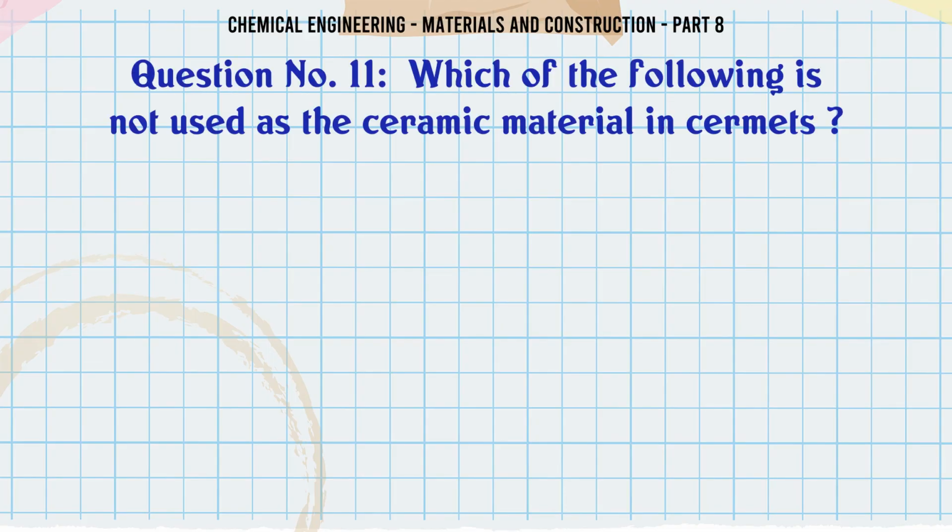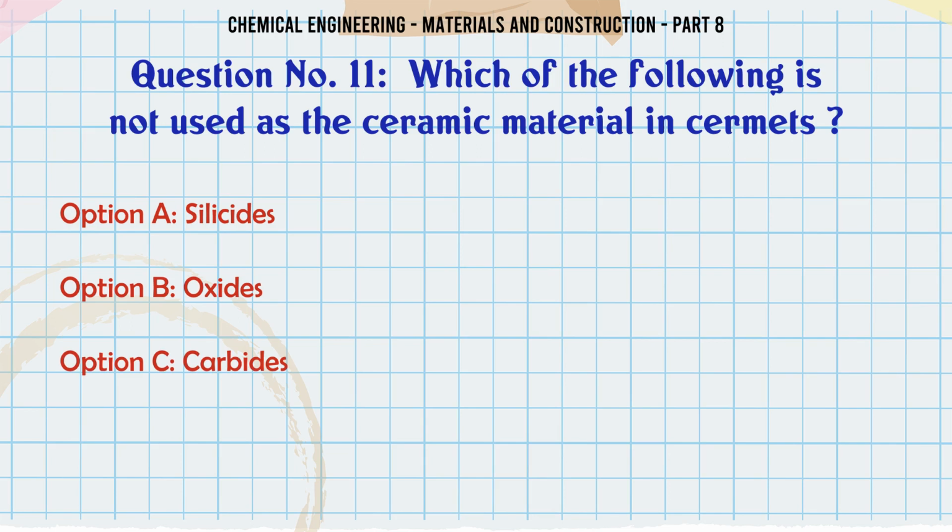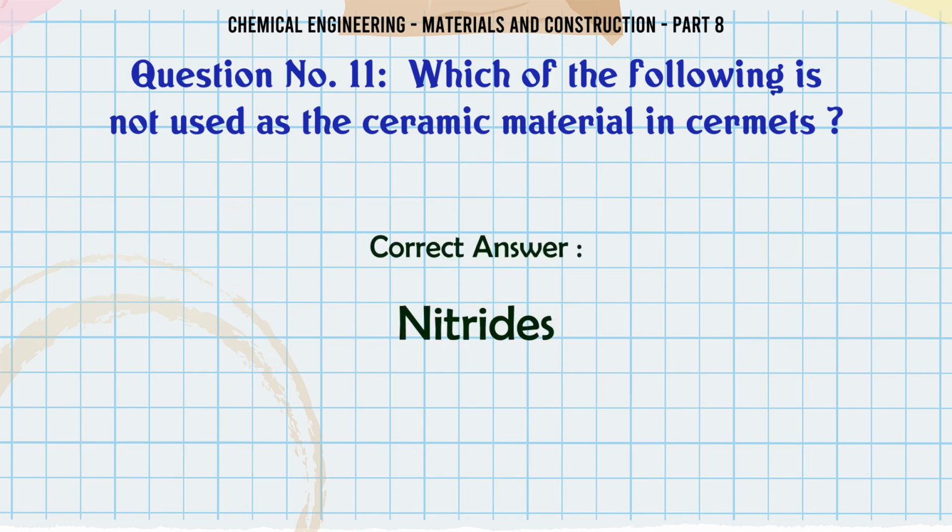Which of the following is not used as the ceramic material in cermets? A. Silicides. B. Oxides. C. Carbides. D. Nitrides. The correct answer is nitrides.